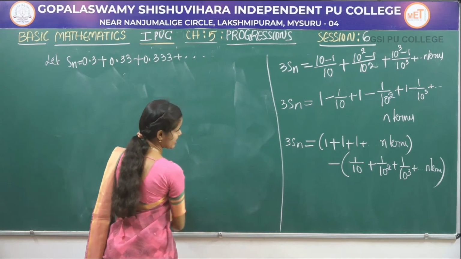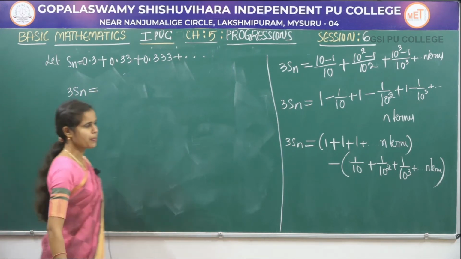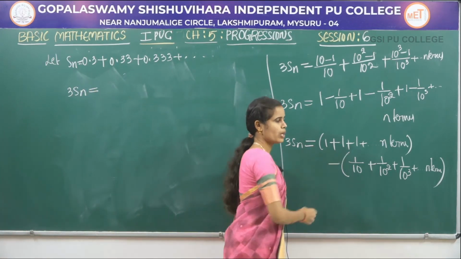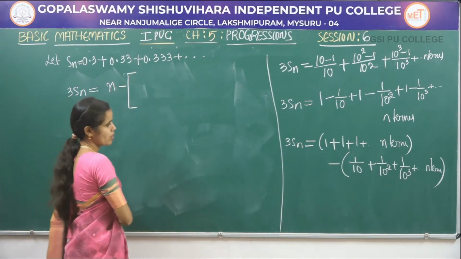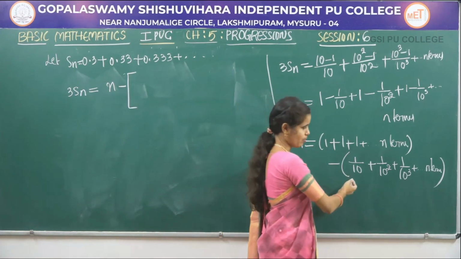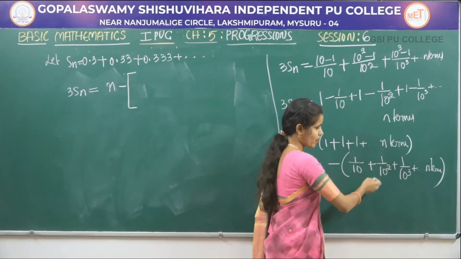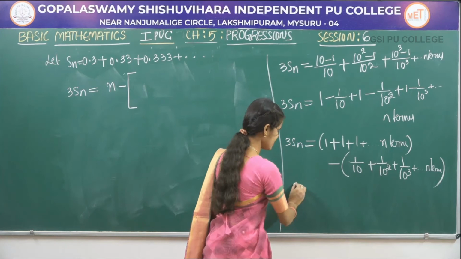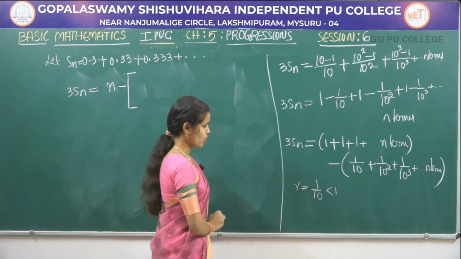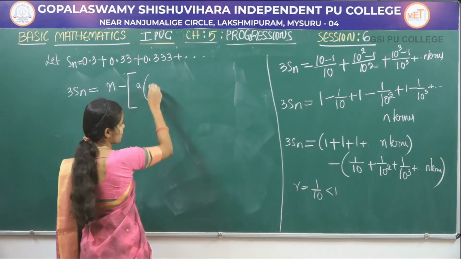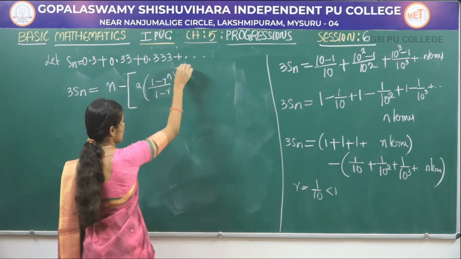So next 3Sn is equal to 1 plus 1 plus 1, so total n terms means n, minus. So here observe this series is in GP. 1 by 10 square divided by 1 by 10 is 1 by 10. 1 by 10 cube divided by 1 by 10 square is 1 by 10. So R is 1 by 10. This is less than 1, so therefore consider the formula A(1 minus R to the power of n) divided by 1 minus R.